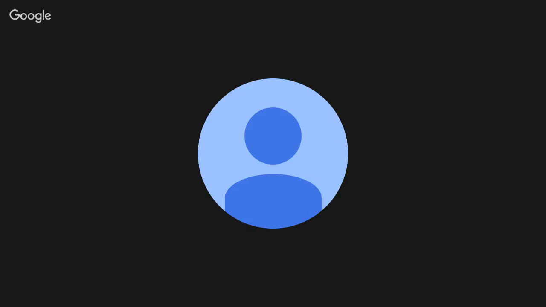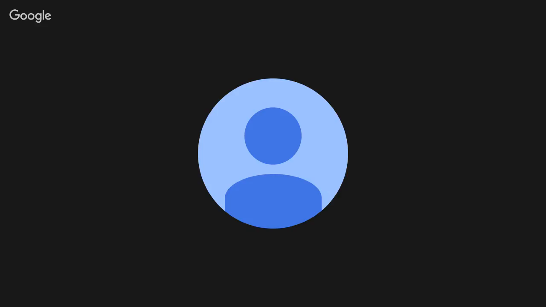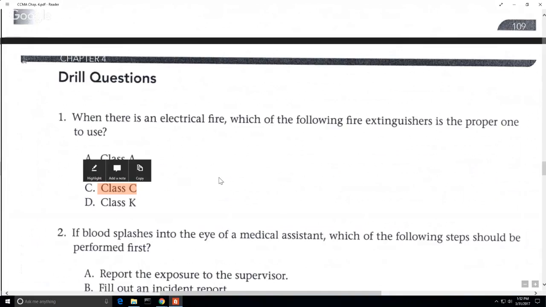Well, I don't know. Let me go back and look. Electrical is Class A. Class C. No, I look, it's right here. Let me read one more time. Class C fire is an electrical fire. Yes. I'll highlight that one. Okay, it is the C.